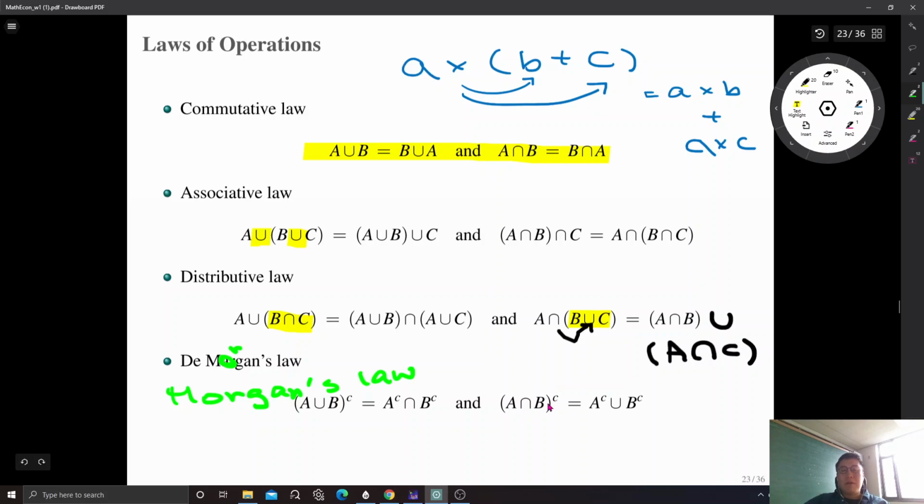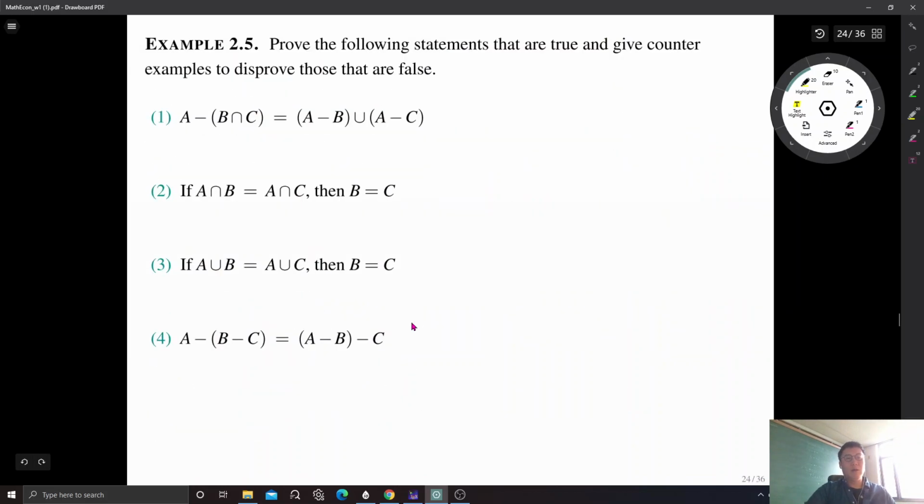So the complement of the union of A and B is now A's complement, B's complement, and the union becomes an intersection. So we have this. That is De Morgan's law. I think knowing these four laws is enough for us. So now let me do one exercise here. Let me do just the first one, and I'll leave the other three for exercises.